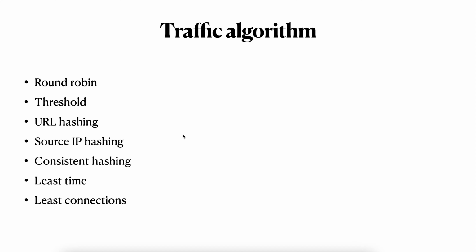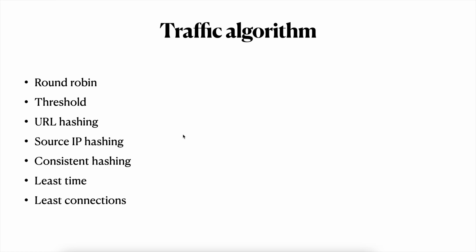Threshold means the request will be sent based on a threshold. Some threshold you will set like 10%, 20%, 30%. Based on that, the traffic will be routed. URL hashing will hash the request parameter, then route to the instance. Source IP hashing is IP hashing. It's very similar to URL hashing.